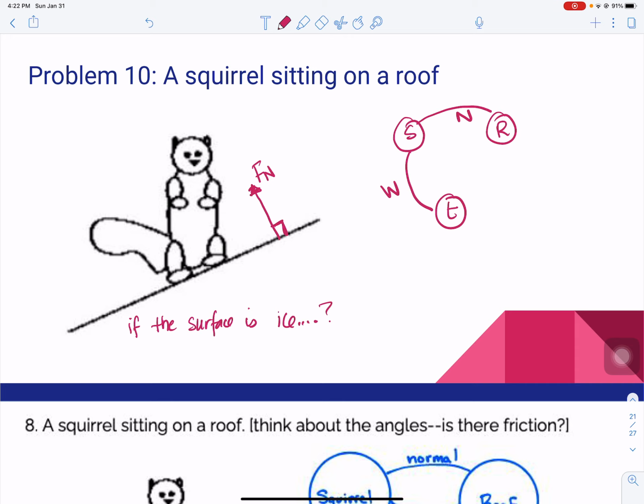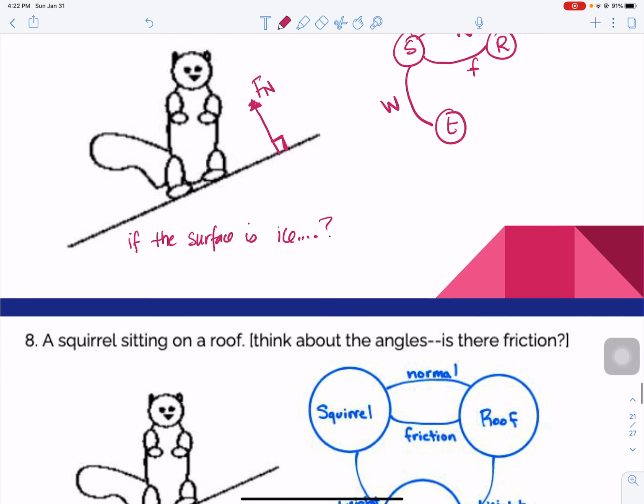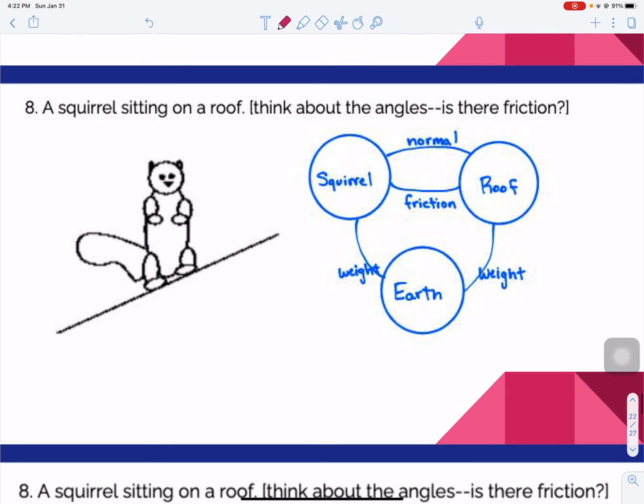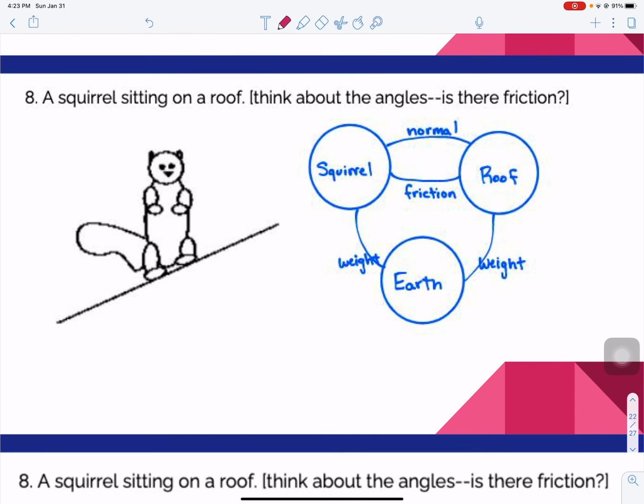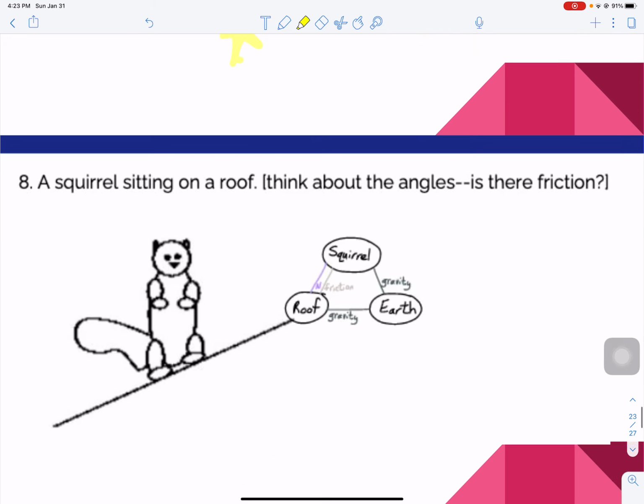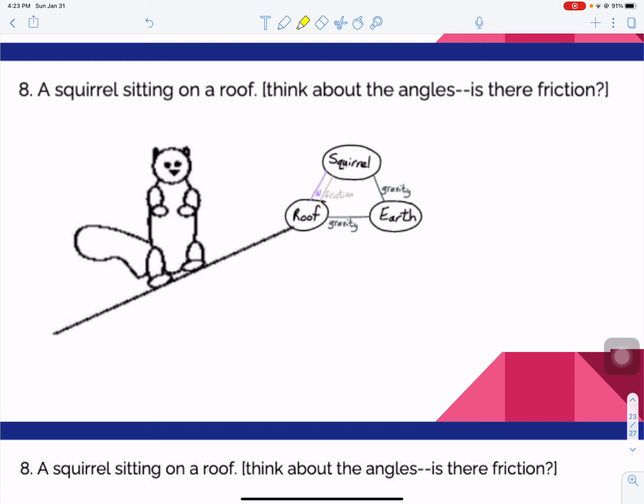All right, so this is all we have. That squirrel is sliding. And so we know that we have to have friction between the squirrel and the roof. All right, I think we're good. Okay, nice job. Get a star. Nice job. Get a star.